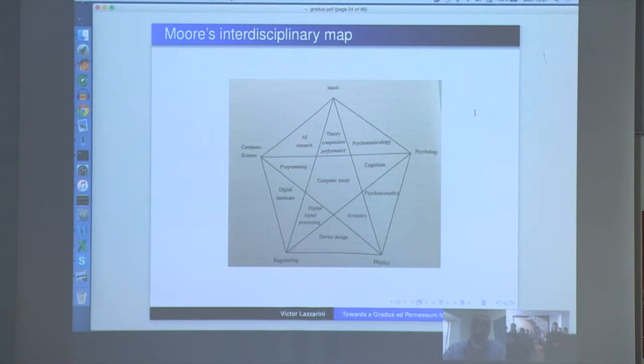So as you can see, the idea of a correct view that does justice to several points of view is one in which many skills and many elements are connected together. So a composer and a computer musician will need to be able to travel fairly comfortably through this map, in order to be able to master the discipline. So this is one of the elements that we might consider when building up a Gradus ad Parnassum of computer music.